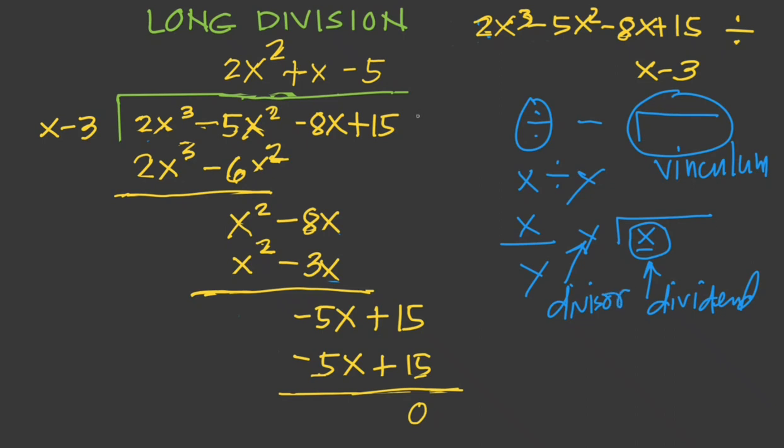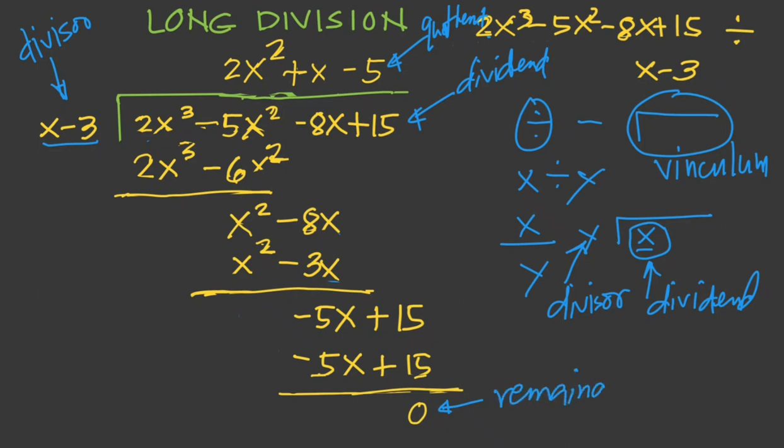So in this problem here, our polynomial is our dividend, and we divide it by this binomial here, and we call it our divisor. And whatever result we get from dividing our dividend by the divisor, that is our answer, and we call it the quotient. And whatever is left or remains, we call the remainder. Now let's solve this problem here.